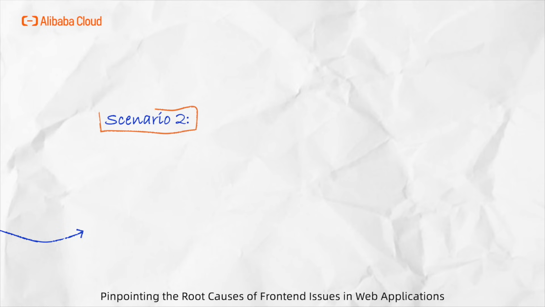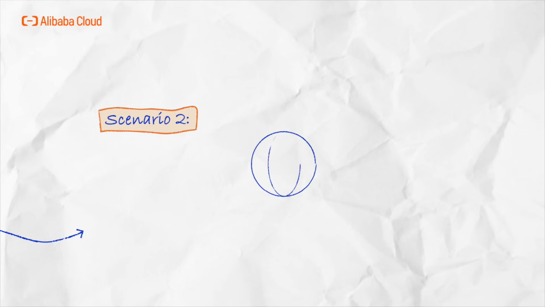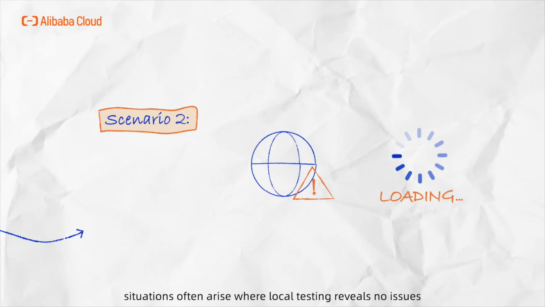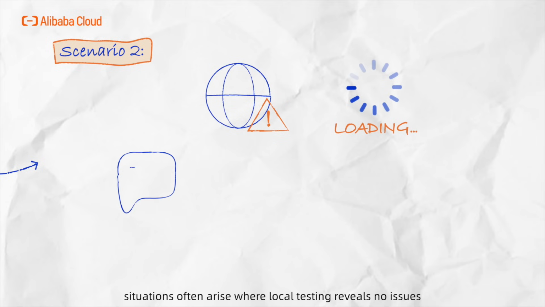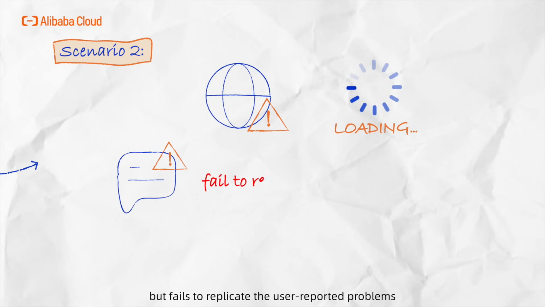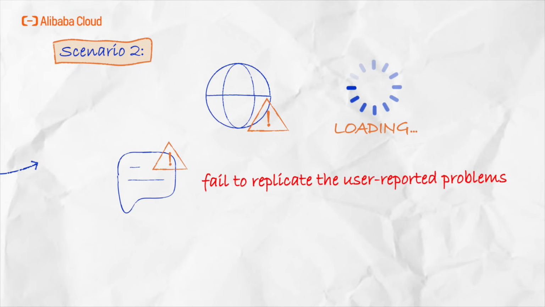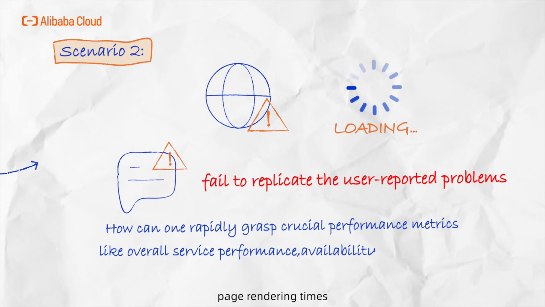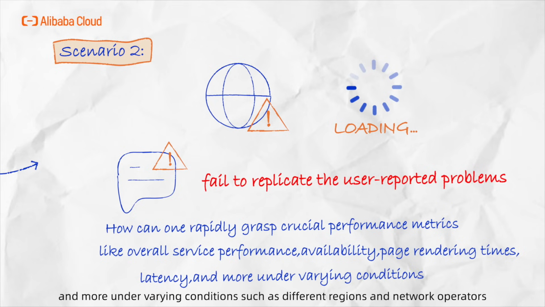Scenario 2. Pinpointing the root causes of front-end issues in web applications. When addressing global user complaints such as website not accessible or slow page loading, situations often arise where local testing reveals no issues but fails to replicate the user-reported problems. How can one rapidly grasp crucial performance metrics like overall service performance, availability, page rendering times, latency, and more under varying conditions such as different regions and network operators?